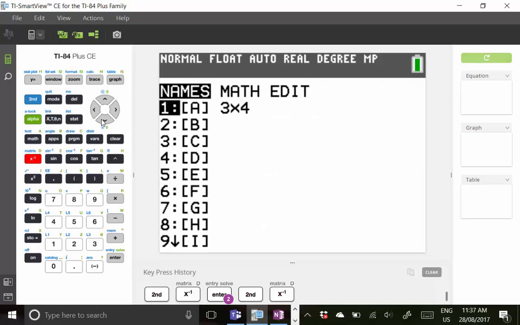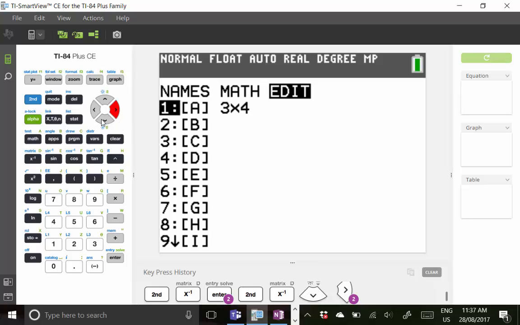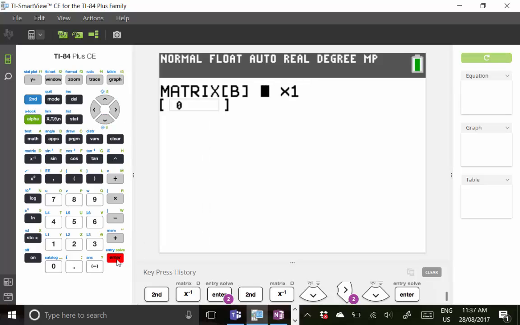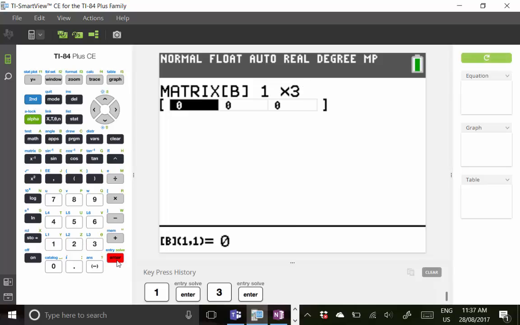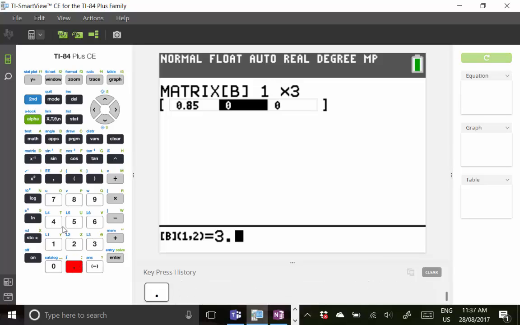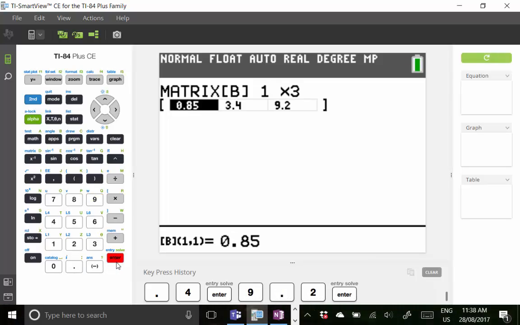I'm going to call them B and C. So we'll come down to B, enter. That's going to be a 1 by 3. Remember my costs were 0.85, $3.40, and $9.20. So B is going to be my cost matrix, and go back to my matrix again.